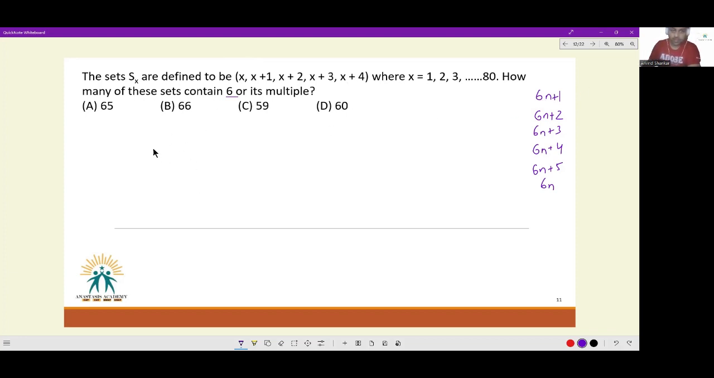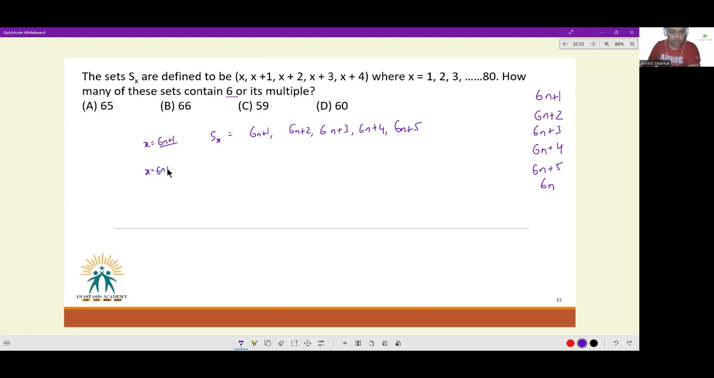Depending upon whether, let's say, x was 6n plus 1, these 5 numbers, Sx here, would be 6n plus 1, 6n plus 2, 6n plus 3, 6n plus 4, and 6n plus 5. Do we see a multiple of 6 here? Of course not. All of these numbers leave some remainder upon division by 6. So it is not great.